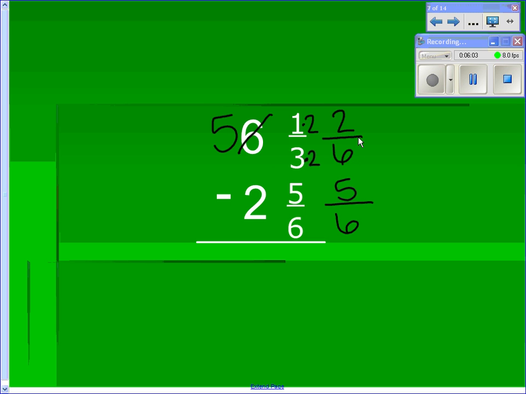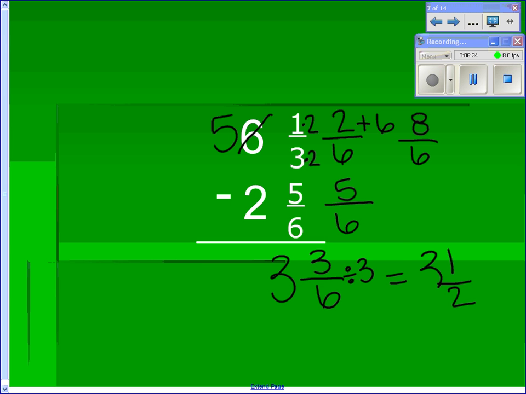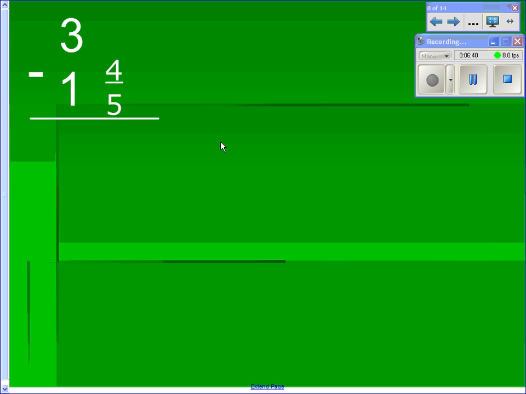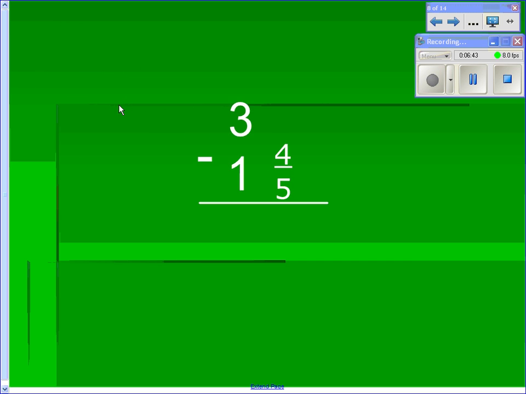And add 6 to the numerator. 6 plus 2 is 8. Keep the denominator of 6. 8 minus 5 is 3. Denominator 6. 5 minus 2 is 3. So we have 3 3/6. But what is wrong with this? This is not simplified. 3/6 can be simplified by 3. So your final answer, 3 divided by 3 is 1. 6 divided by 3 is 2. And carry over your whole number, you get 3 1/2. Okay, try another one on your own. Pause the video and then you can check it.